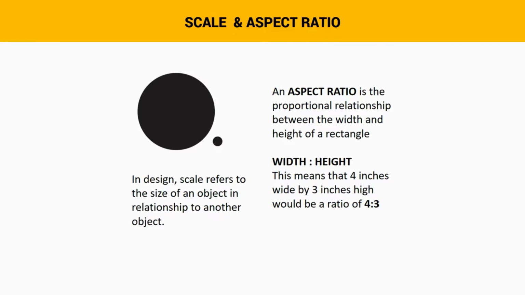Aspect ratio. An aspect ratio is the proportional relationship between the width and height of a rectangle. A rectangle is used because the vast majority of screens are wider than tall. An aspect ratio is defined via a mathematical ratio, with two numbers separated by a colon, width:height. This means that 4 inches wide by 3 inches high would be a ratio of 4 to 3.